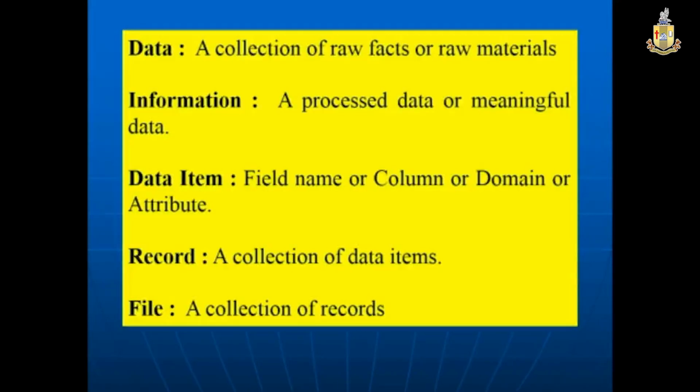For example, if you are taking student as an entity, what are the attributes of student? Roll number, name, these are all data items. Then a collection of data items is said to be a record. The best example for a record is biodata. Then file: a collection of records is said to be a file.